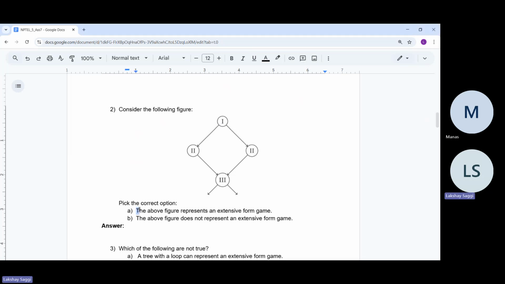Maybe I should write, can the above figure. And why am I writing can? Because this is not the whole game. We have not yet written the payoffs or anything, but there can be a whole game under this also. We are just looking at a snapshot of the game. And can this part be part of an extensive form game or not? So, can the above figure represent?